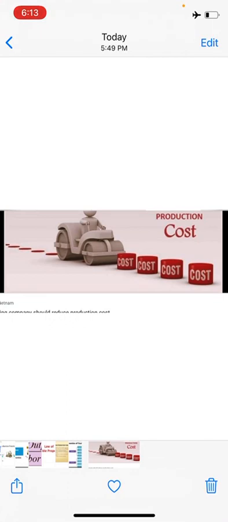For example, if you have taken a building for rent, whether you produce or not, you have to pay the building rent, isn't it? This is called fixed cost. Whether you produce or not, the cost you have to bear is called the fixed cost.